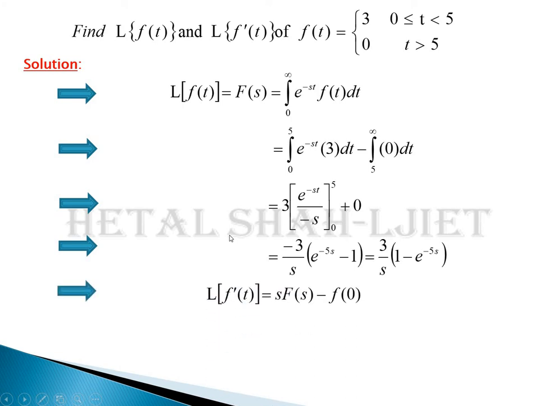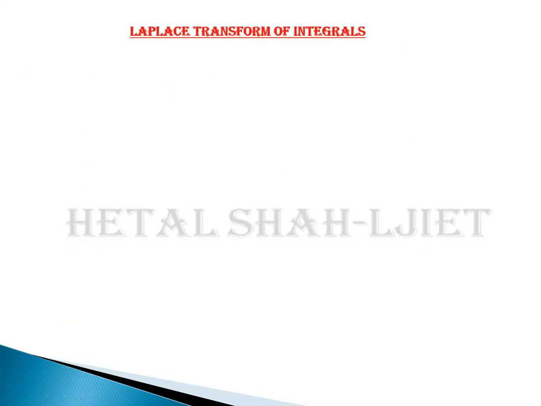But for Laplace of f dash t, s F of s minus f of 0, and s F of s is this answer of Laplace of f of t, minus f of 0. The function value at 0 is 3, that is minus 3. So by simplifying, we get minus 3 e raised to minus 5s. This is the answer for the given problem.